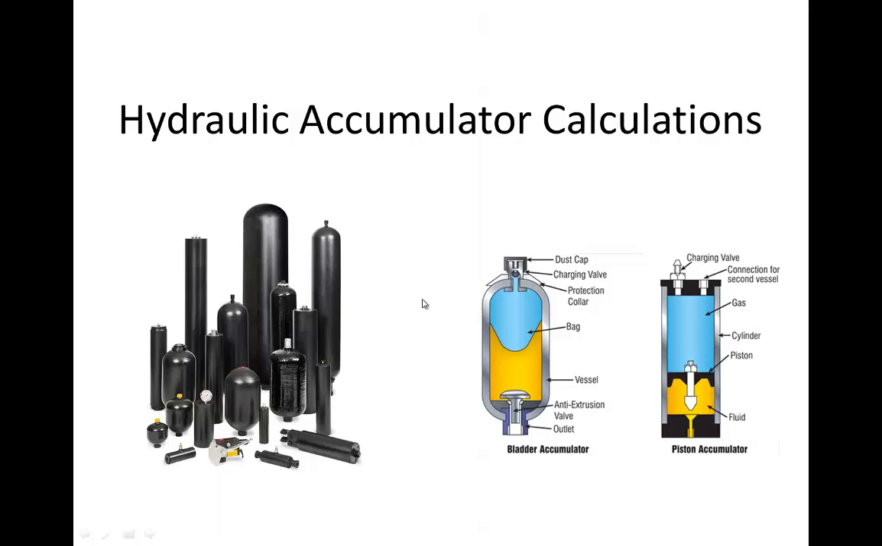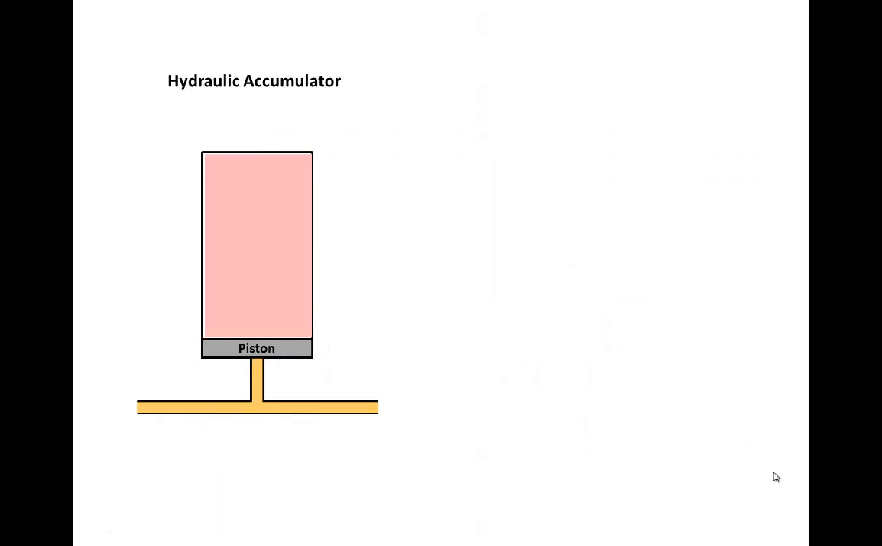You'll notice in the bladder type accumulator we'll pre-charge with nitrogen, and then as the oil fills it compresses the nitrogen in this bladder. The piston style accumulator is very similar. As the oil fills, it raises a piston which compresses this pre-charged nitrogen gas. So let's visualize how these piston style accumulators work.